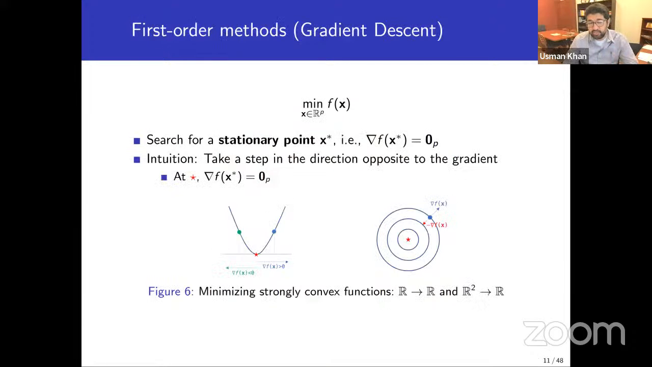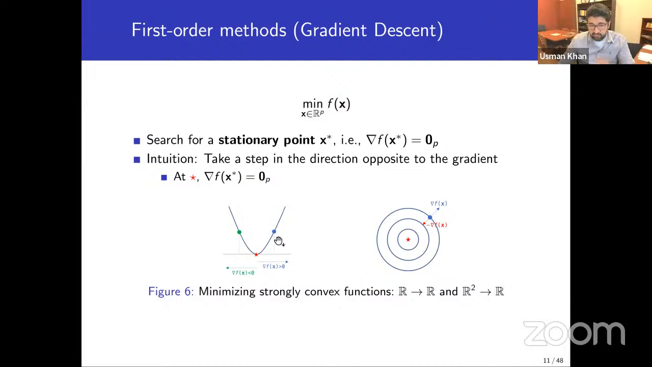Now, a very simple method which allows me to search for these stationary points, one that has been used for a long time and is very well known, is gradient descent. It is built on a simple observation. If you look at a function and see its gradient, on the left function you can see that the gradient is increasing in the right direction because the function is increasing.